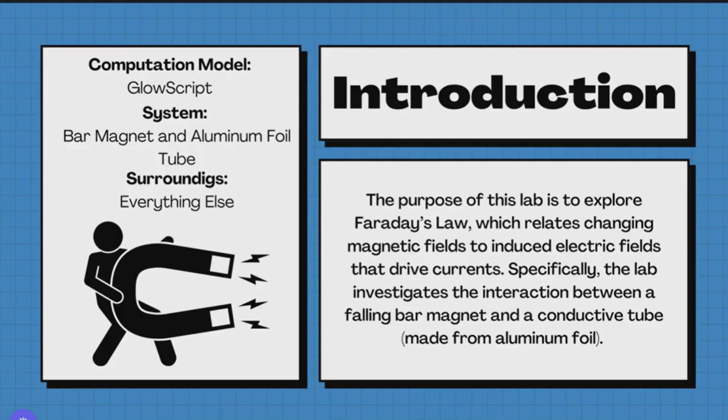Introduction to this lab. The purpose of this lab was to explore Faraday's law, which relates changing magnetic fields to induced electric fields that drive currents. Specifically, the lab investigates the interaction between a falling bar magnet and a conductive tube made from aluminum foil. So we made the computational model using GlowScript. The system here is just the bar magnet and the aluminum foil tube, and then the surroundings are everything else.